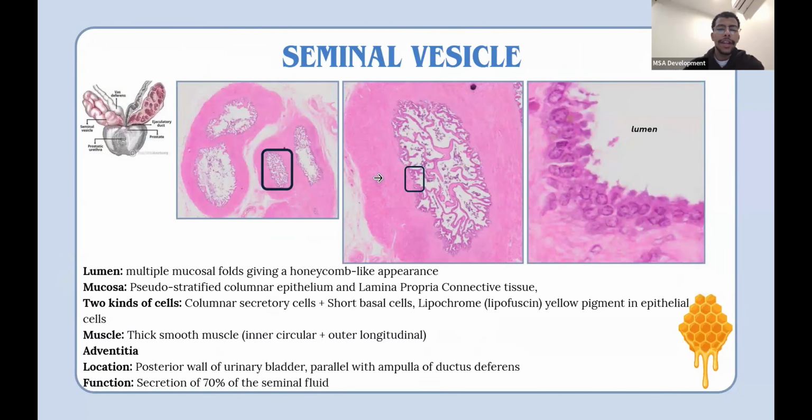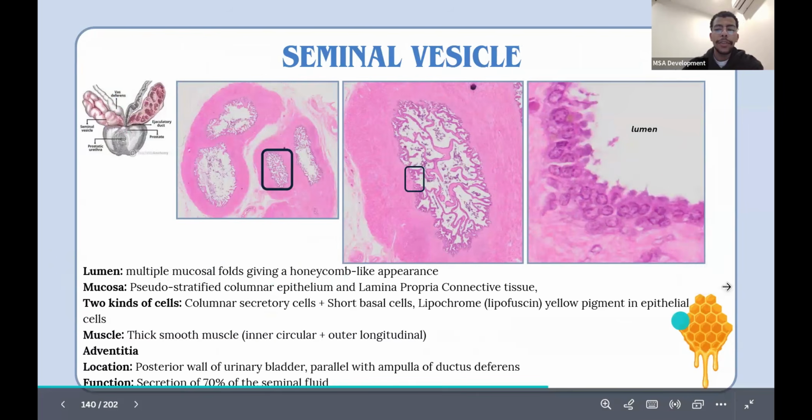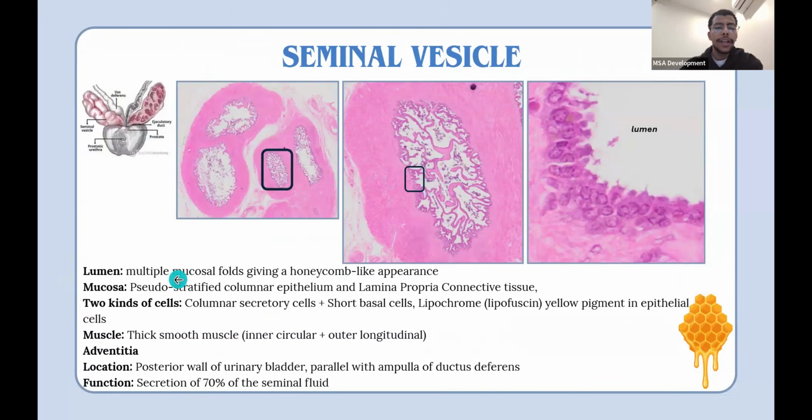Seminal vesicle. Okay, now this has a honeycomb-like appearance, so that's why I put the honeycomb here, so that you guys don't forget it. Because the mucosa is basically thrown into folds, that's why it looks like a honeycomb. Okay, I'm not really sure if you guys can see it, but it's given that name basically. So this is the seminal vesicle.